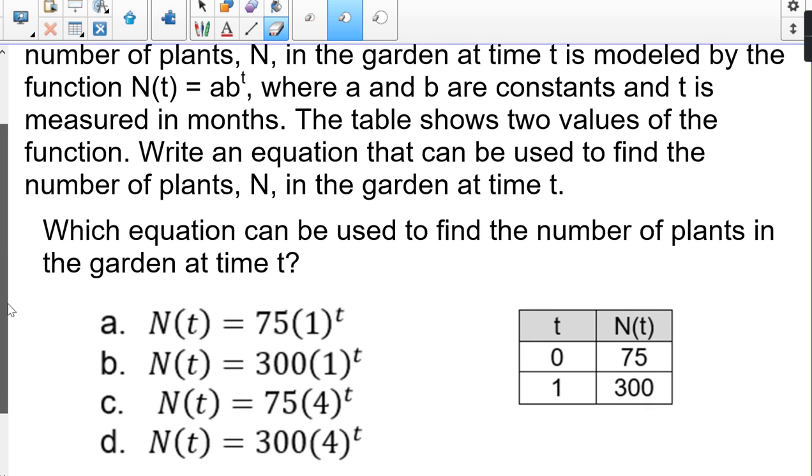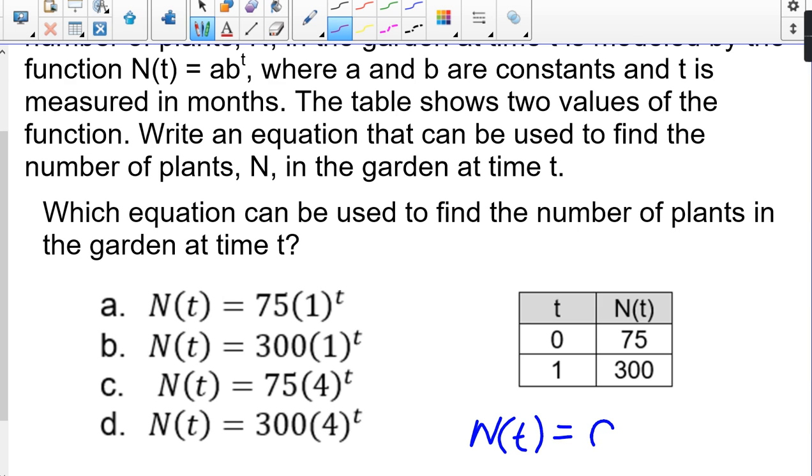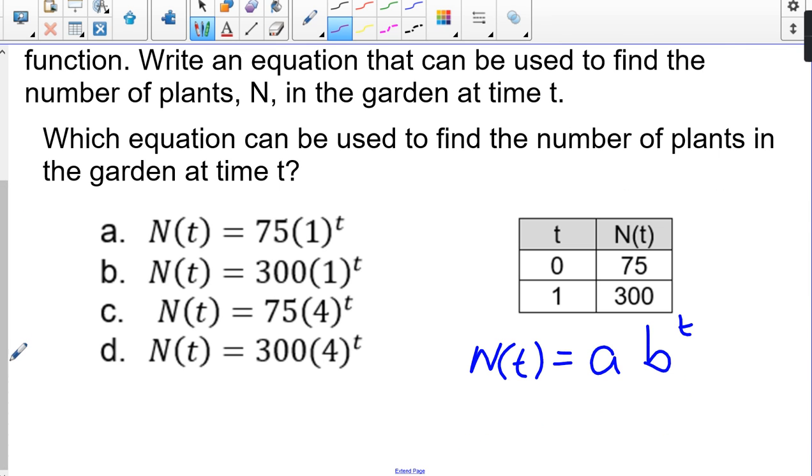We have multiple choice, and we have numbers in for a and b for the equation. So let's just write the equation down here and remember the form of an exponential function. N of t equals a b to the t power. When we look at an exponential function like this, you know that the a would mean the initial value, the starting amount, and that's the number when time t equals 0.